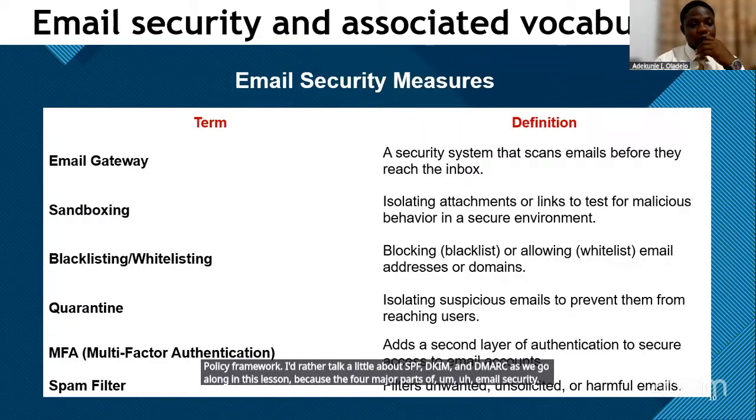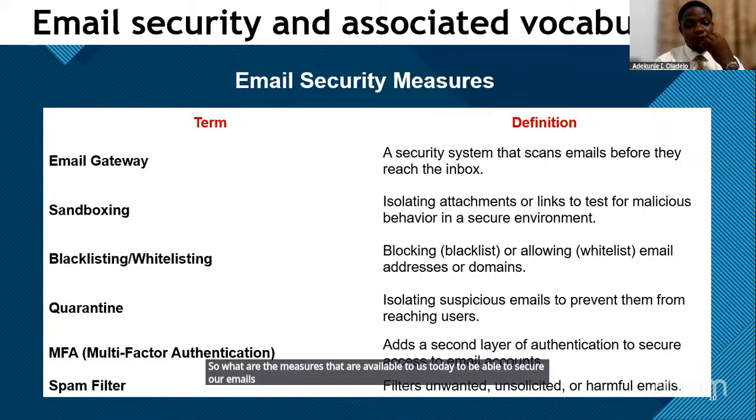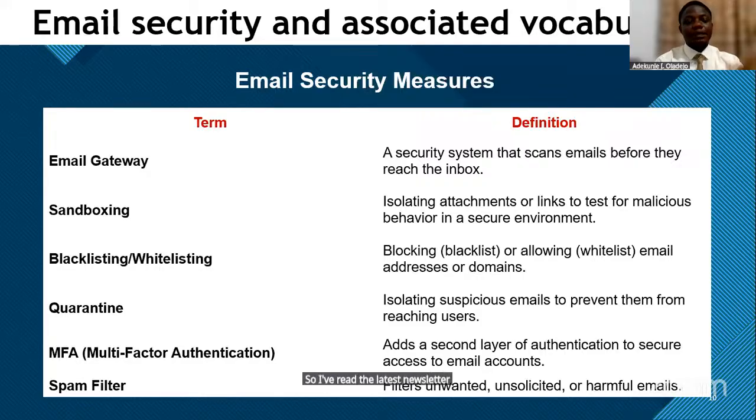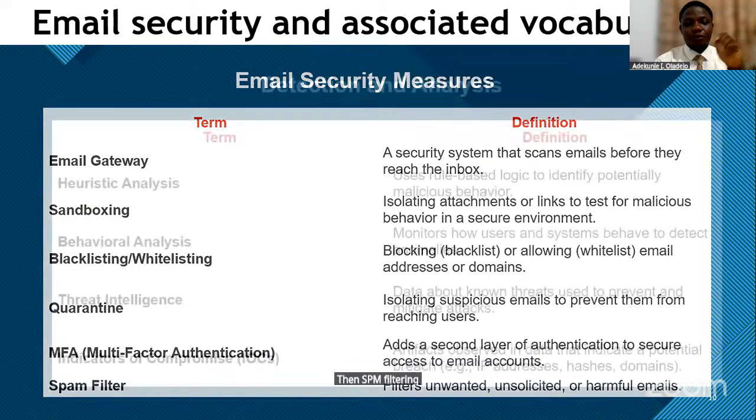So what are the measures that are available to us today to be able to secure our emails? We have email gateways, we have sandboxing, blacklisting, quarantining, multi-factor authentication. I'm sure most of us, if we have read the latest newsletter, will see that Baba also emphasized multi-factor authentication there again in the newsletter, then spam filtering or spam filter.